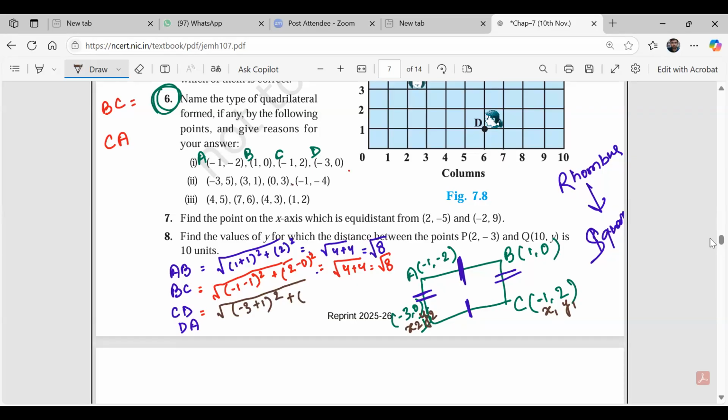Then y2 minus y1, that means 0 minus 2, that means just minus 2 whole square. We are going to get minus 3 plus 1, that is minus 2 square. Again 4 plus 4, I can see it is again root 8, and I believe DA will also be root 8. Please check it at your home. So AB, BC, CD, DA all are coming same. So accurately we can say it's a rhombus. Are you getting it?